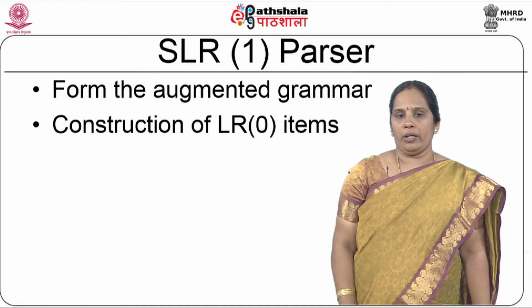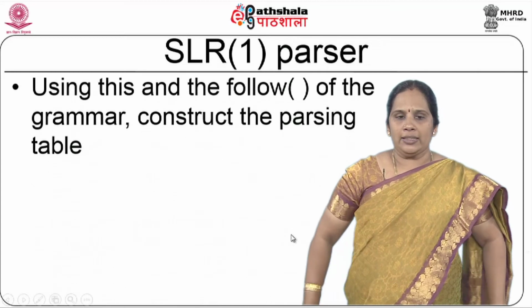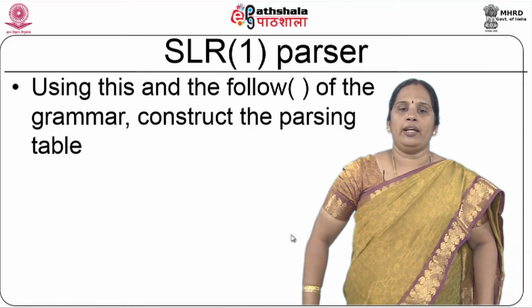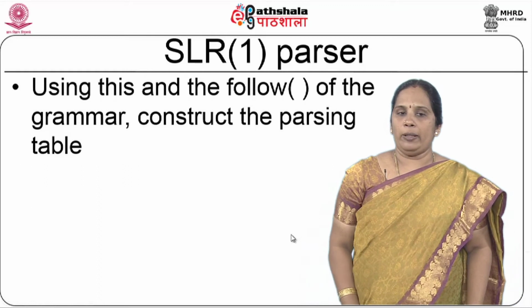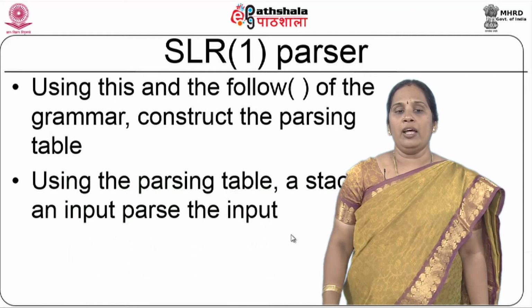And then construct the LR(0) items, and then construct the follow for all the non-terminals, which again requires construction of first for all the terminals and non-terminals. So, construct LR(0) items and then construct follow and first for all the terminals and non-terminals. And then using this item set and the follow of the grammar, construct the parsing table. And using the parsing table, use a stack and a given input can basically be parsed.